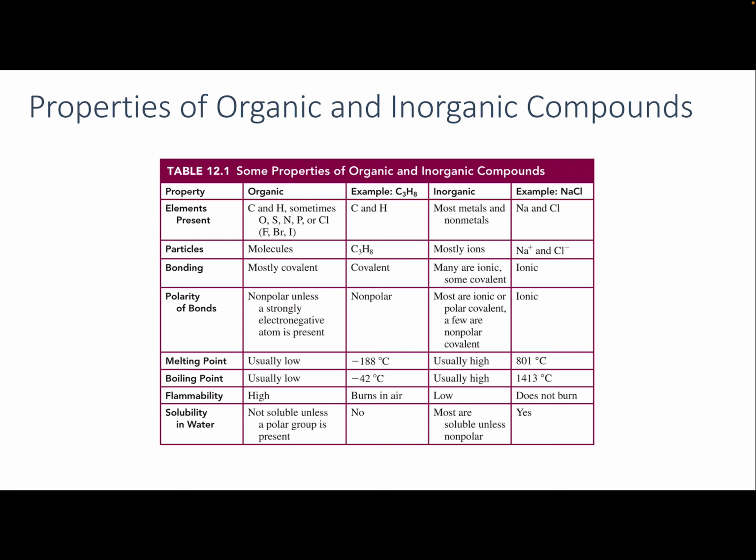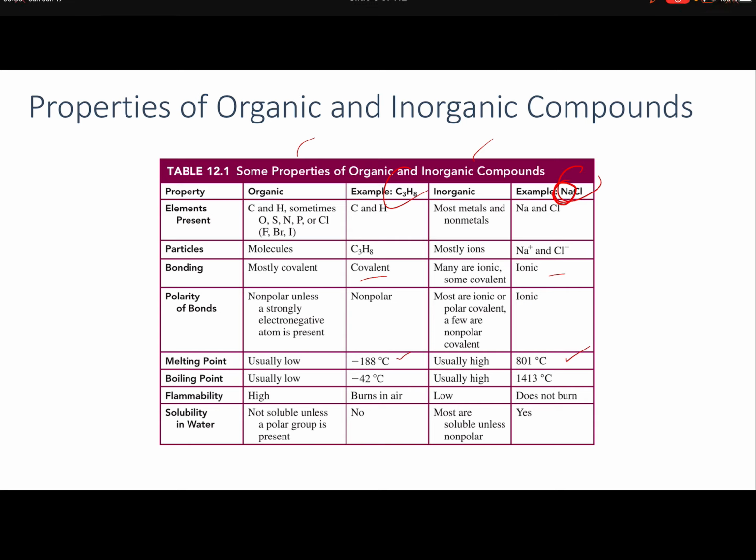visually shown. So organic versus inorganic. You can see types of atoms they contain. Na is a metal, whereas in CH there's no metals. Bonding, see covalent versus ionic. The melting point for this organic compound is very, very low, and it's very, very high for the inorganic compound. But anyways, this should give you an idea how those compare a little bit.